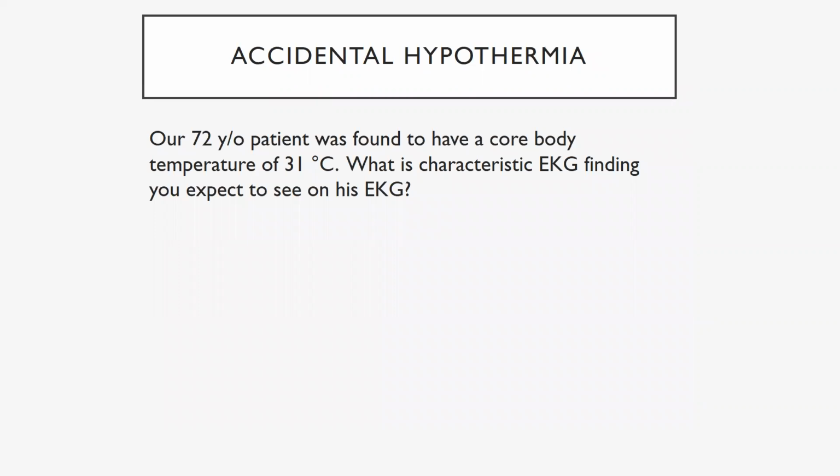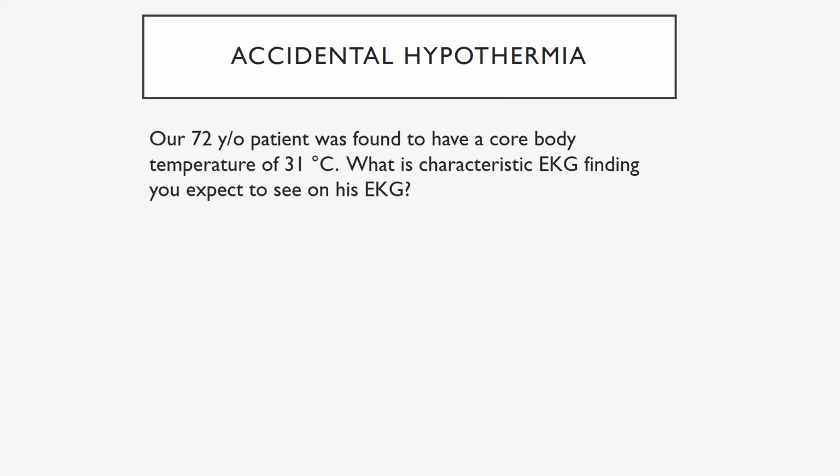Okay, so our 72-year-old patient that I initially presented, who was found in the parking lot, was found to have a core body temperature of 31 degrees Celsius. So what level of hypothermia, just based on the core body temperature, where would this fall? Stage 2, right? So 32 to 35 is stage 1. Stage 2 would be 28 to 32, right? So stage 2. Would you expect this patient to be shivering?